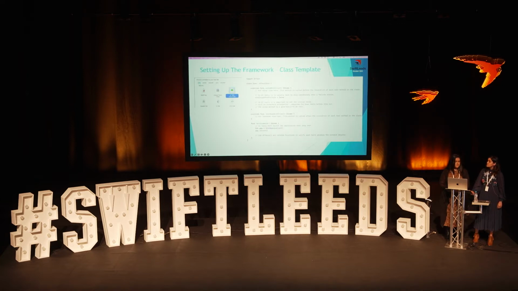So how do we start setting up the UI test automation framework? Initially, to create the UI test case class, you need to create a new file, like how you would normally create any Swift file. Once you select a new file, you can select a UI test case class, which will bring up a template like you can see on the screen.